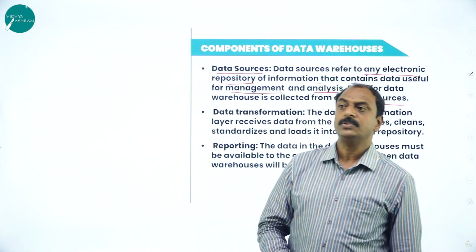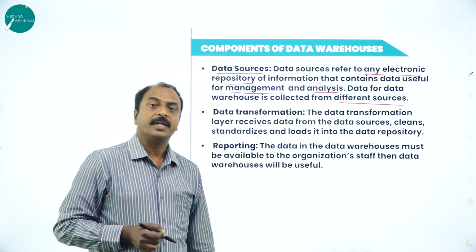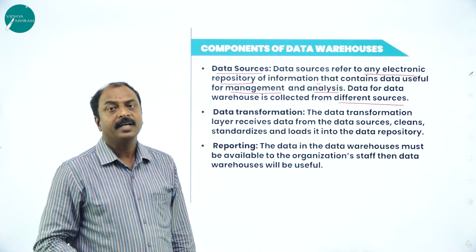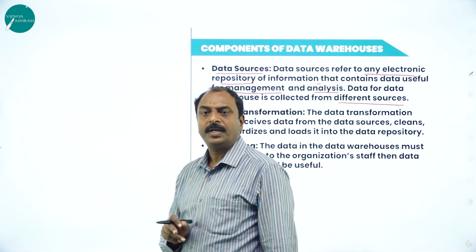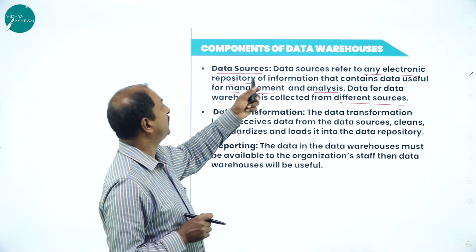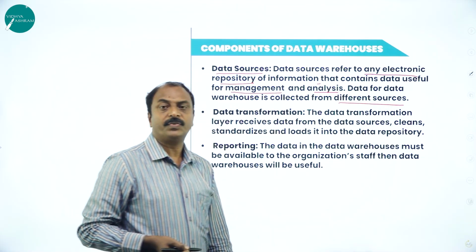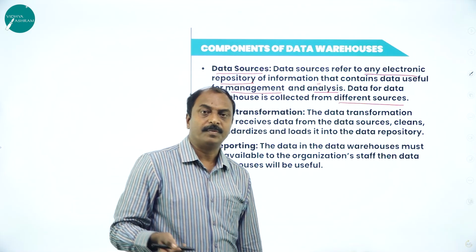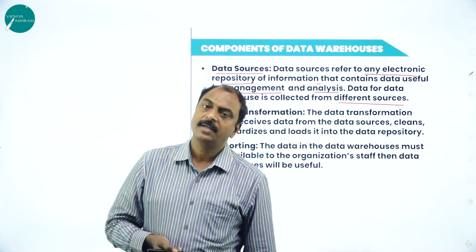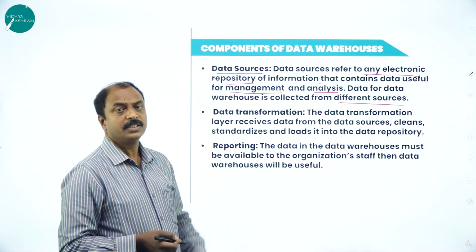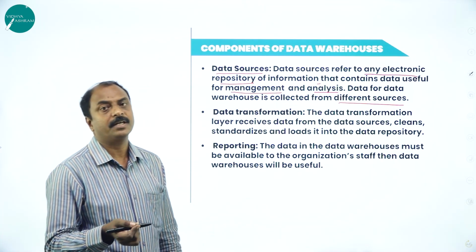So for a data warehouse, we have to collect the data from different sources. That is important for any organization. We have to collect the important data for the data warehouse, which is useful for any organization. So this is data sources, and it can collect from different sources. If I say different sources, it can be from mainframe computers, minicomputers, microcomputers, or any electronic devices. So this is data sources. Data sources are mandatory for a data warehouse.